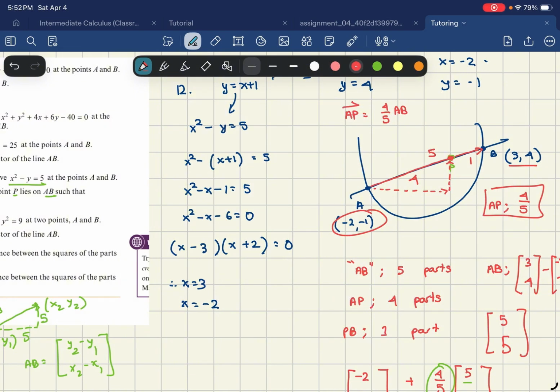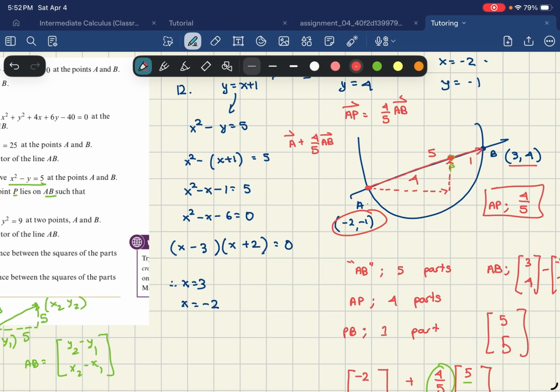So your AP vector is 4/5 of your AB vector, and you know what your AB vector is, right? You start from A plus 4/5 of your AB vector. So your starting point is A.